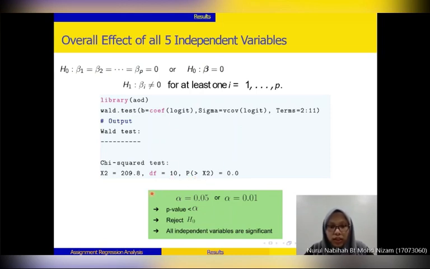So in this case, whether we let our significance level be 0.05 or 0.01, both values are still larger than the p-value obtained. So it is equivalent to say that the p-value of 0.0 is smaller than both significance levels. So we reject H null, and this means all independent variables are statistically significant.